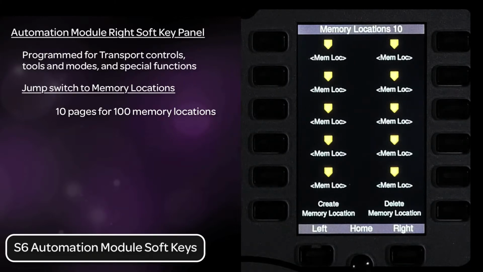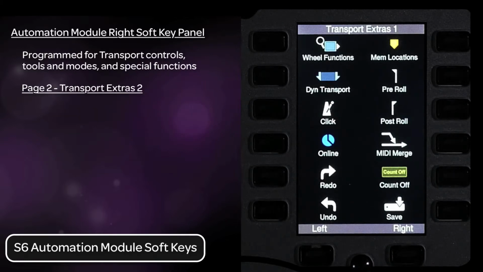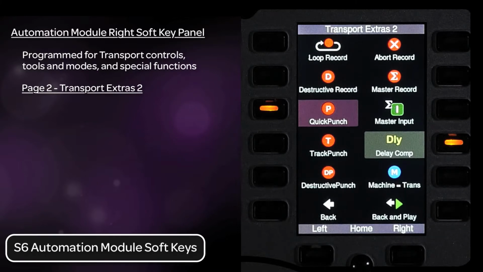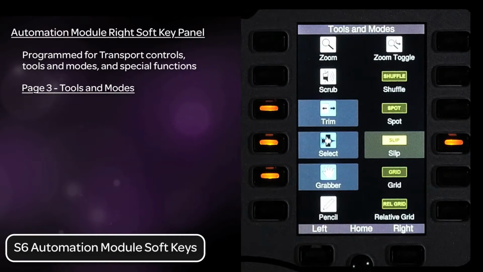On each page, there are 10 locators, as well as switches programmed to create or delete a locator. At the bottom, as with all pages after the first page, there is a home key to take the user back to the first page of that panel. Page 2, Transport Extras 2, gives access to all the record modes, as well as back, back and play, machine equals transport, and delay compensation enable disable. Page 3, Tools and Modes, are the main editing tools and modes.